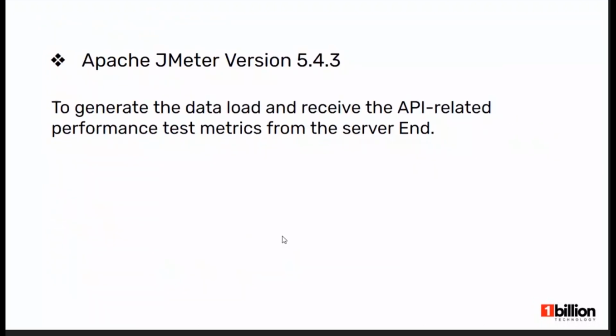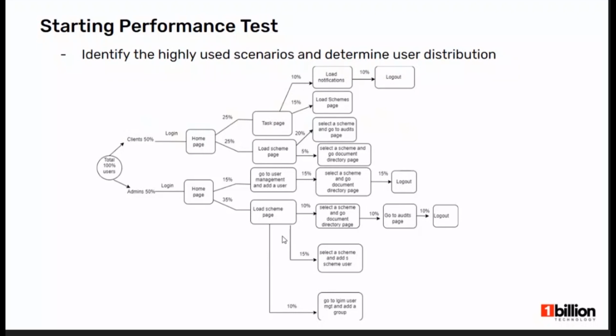So we use JMeter version 5.4.3. When we move into our performance test, as I mentioned earlier, we had to identify highly used scenarios and determine the user distribution. We had to model our user and scenario distribution like this before starting our performance test.